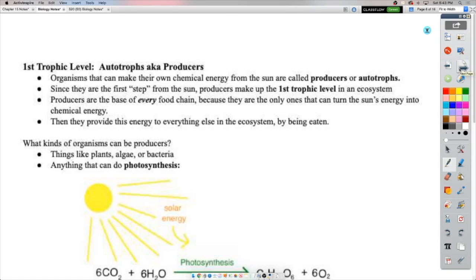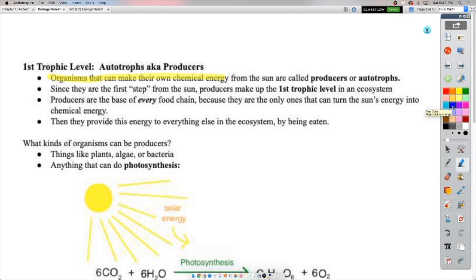Okay, so at the first trophic level, we have things called autotrophs or producers. Now, like the name producers suggests, they can produce their own chemical energy. They can make their own glucose. Okay, they're called producers. That part makes sense. They produce their own food.